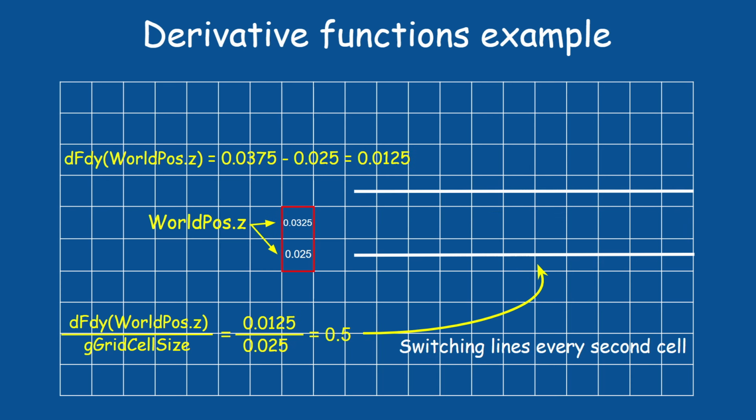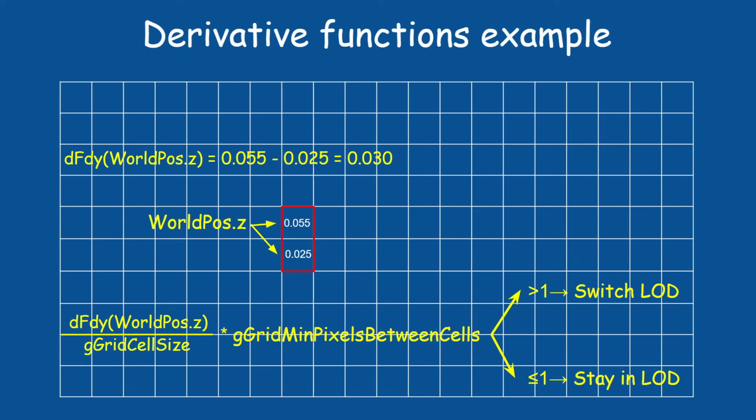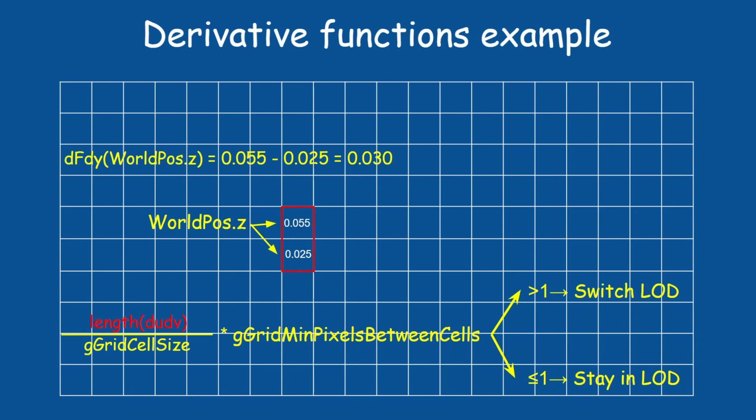If it's less than 1, it means that we need more than 1 pixel to switch between grid cells. If it's greater than 1, it's even worse than 1. If we multiply this fraction by the minimum number of pixels between grid cells, we can then check the result against 1 and decide whether to switch the level of detail. Before we continue, we will switch the y derivative, which works okay for this specific case, with the length of the du/dv vector, which, as we saw, represents all the derivatives together.